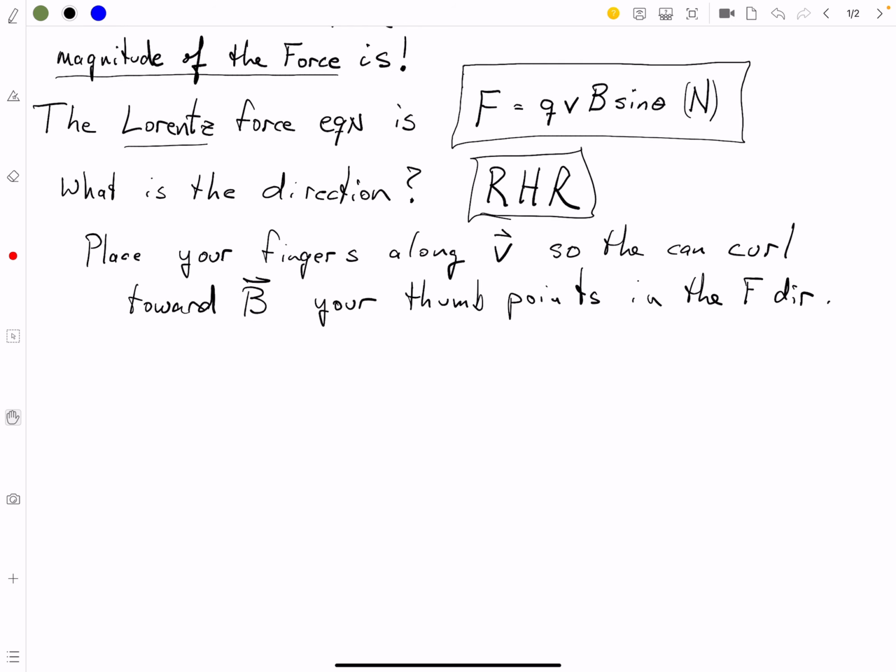So let's use our equation. This equation, let's call it equation 1. Let's use the Lorentz force equation and solve it for B.